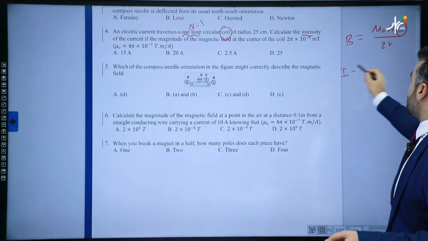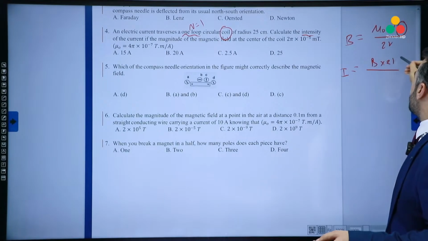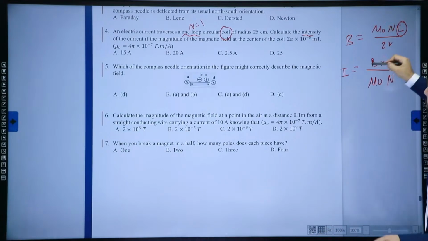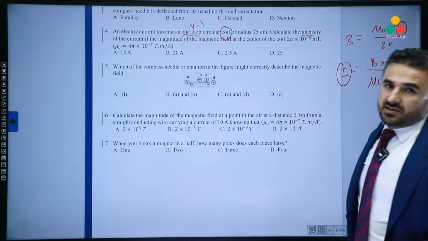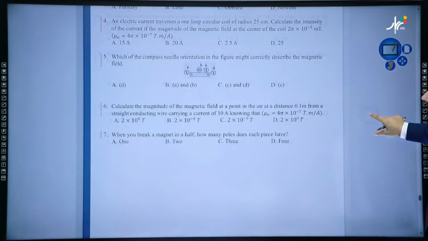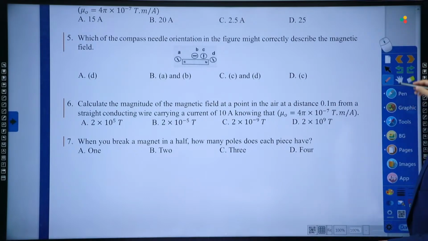We want the current here. So the current equals B times 2 times the radius divided by mu naught times N, yeah? So you are given these values. So plug in the numbers. You tell me which one of these would be correct in here. Okay, now another question which is also very interesting and very easy. You can easily grab 2 marks here.